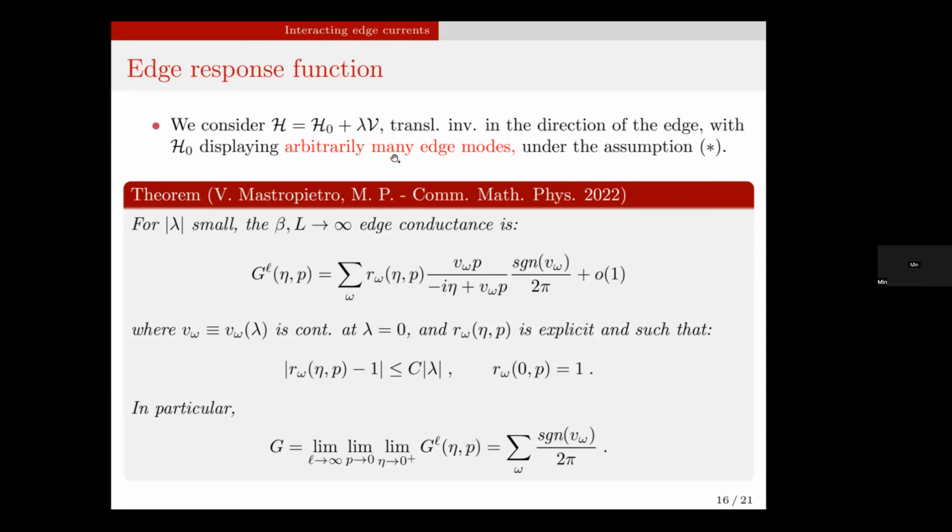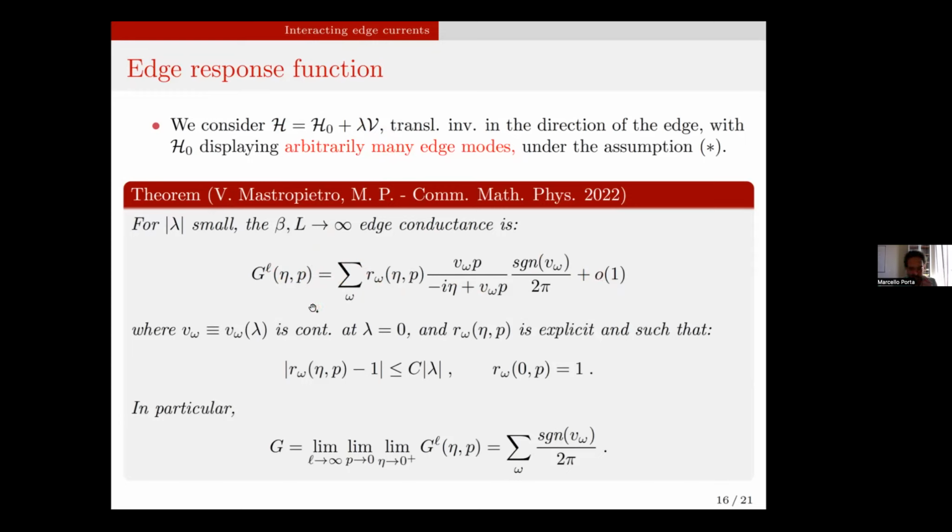Yeah. So this is a theorem with Vieri Mastropietro, and it gives you an expression for the edge response function. This is the edge response function for small eta and small p. It's given by this formula here, up to errors which are either exponentially small in L or vanish continuously in eta and p. That's what this little o of one means.